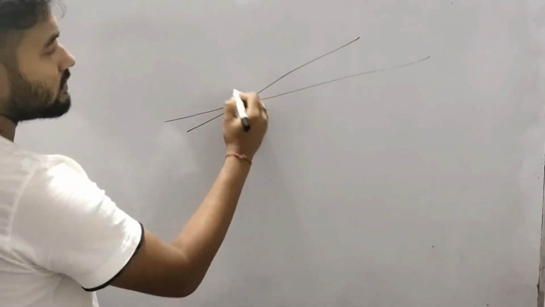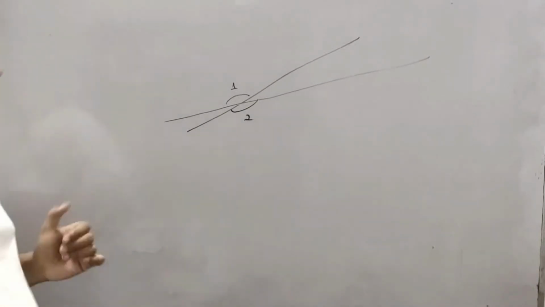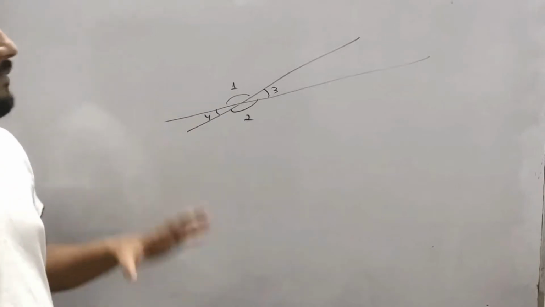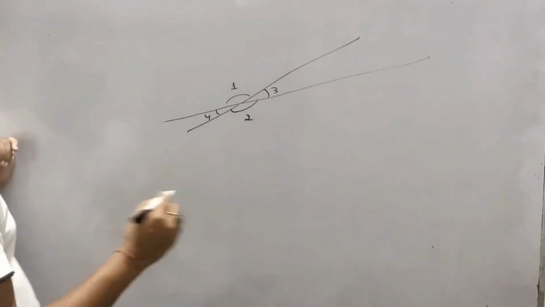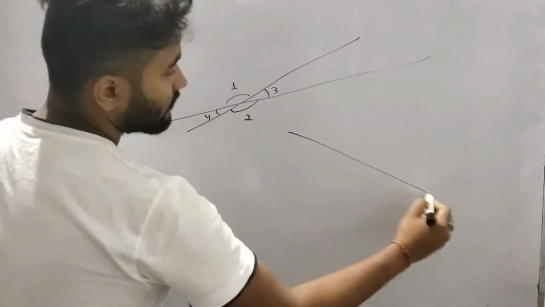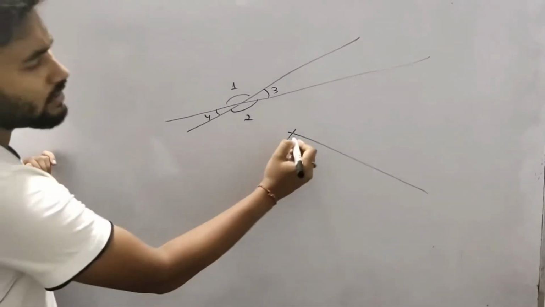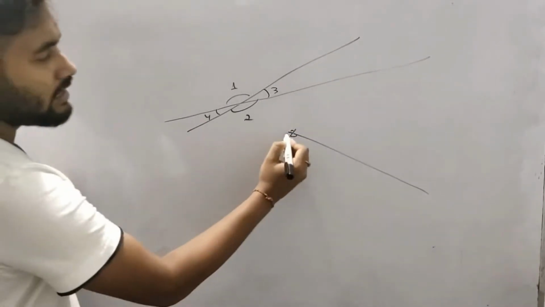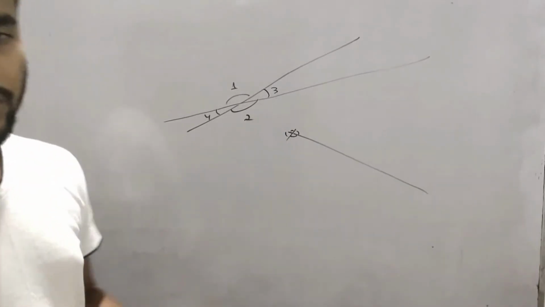So over here also, angle 1 will be equal to angle 2. And angle 3 will be equal to what? Angle 4. The main concept is that straight lines should intersect. Say this is one line and this is another line. So again over here, this angle will be equal to this angle, and similarly this angle will be equal to this angle, because they are straight lines.